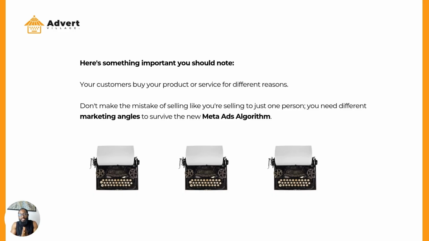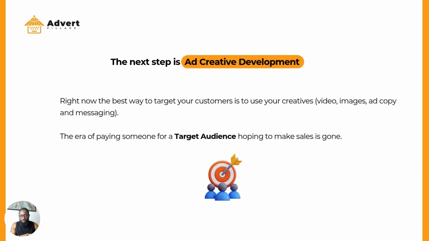So you have to be creative and create multiple variations of your marketing message to appeal to different people. The next thing I want to do is develop my creative. The best way to target your audience right now is to use your creative: your videos, your images, your ad copy, and your messages. The era of paying someone for a target audience and hoping to make money from that is gone. Right now, AI is doing your targeting for you, whether you like it or not. So you have to learn to create multiple images and videos that appeal to your target audience.